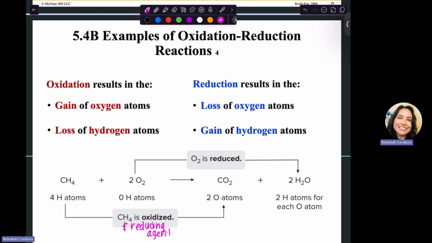And O2 is reduced in our oxidizing agent. So remember, increasing oxygen or loss of hydrogen is oxidation, and reduction is loss of oxygen and/or gain of hydrogen. And this is when we don't have ions to look at charges, right? We have covalent compounds that do this.